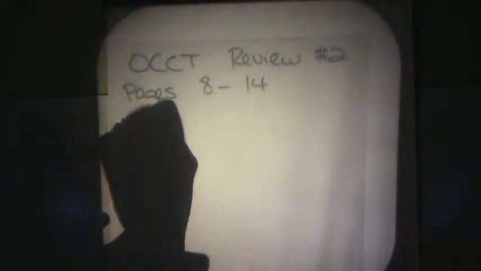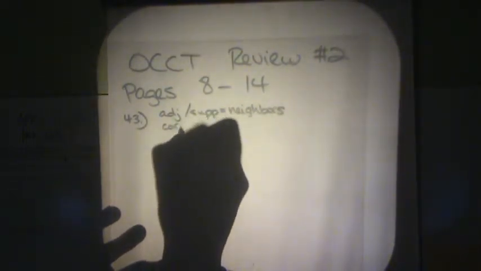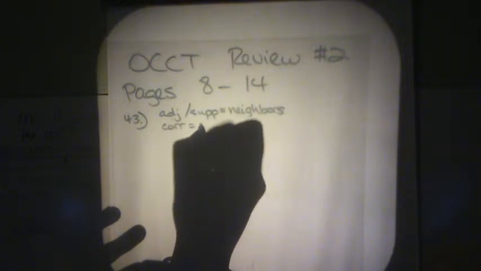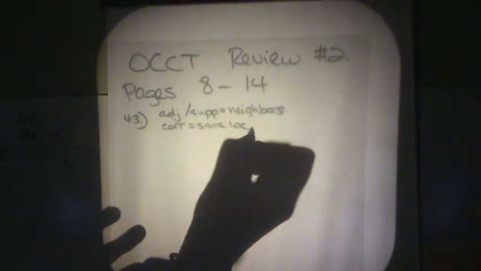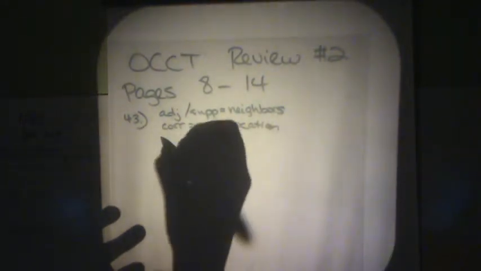We are starting on number 43, which is on page 8. So maybe you should write this at the top. Adjacent or supplementary are neighbors. These are things to know. Let's see. Corresponding is same location. There's not enough room. There's a little bit of room at the end, or write on another piece of paper.